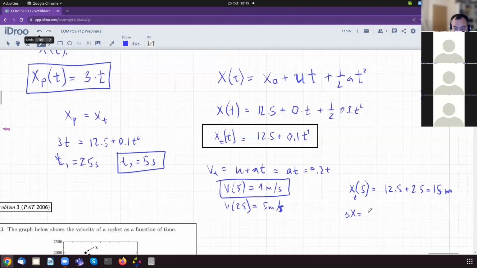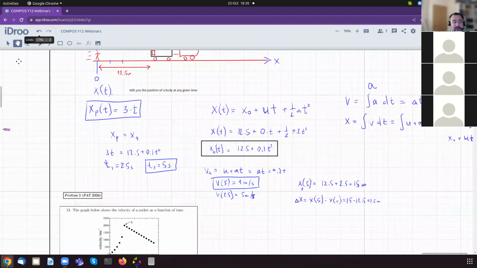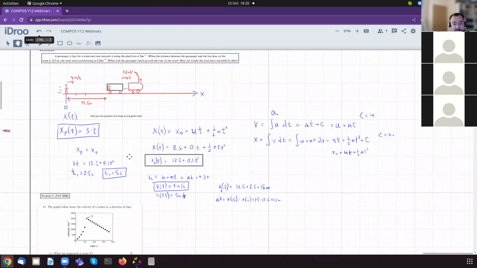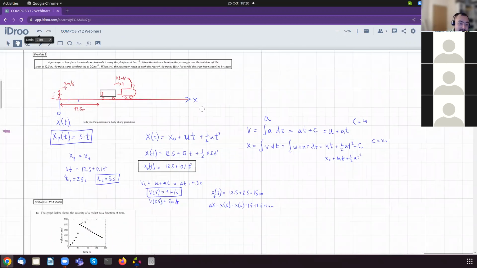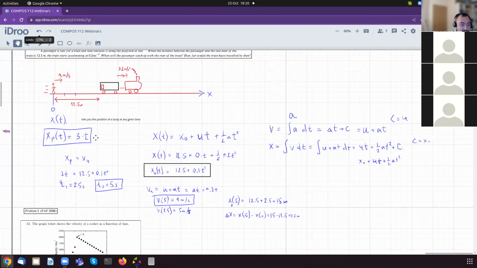Delta x is x of 5 minus x of 0. So it's 15 minus 12.5, which is 2.5. 2.5 meters. So the train would only have traveled 2.5 meters, traveling at a speed of 0.1 meter per second. So, okay. Now, these two graphs, we can solve this graphically as well.